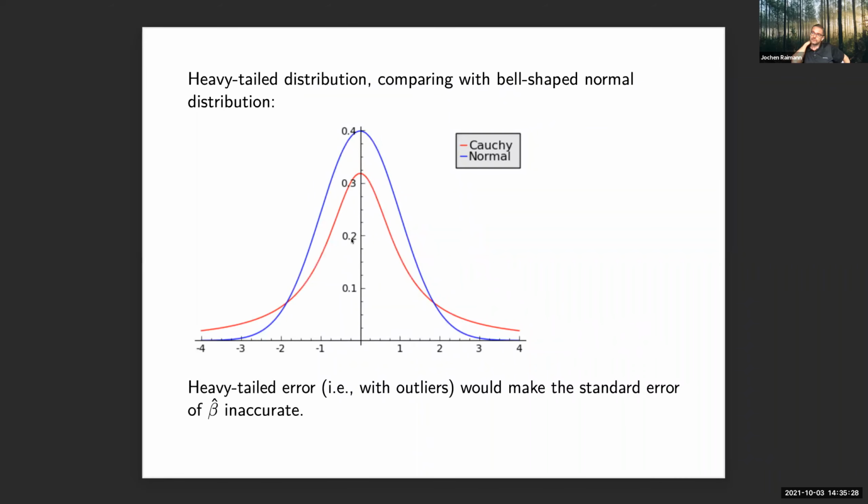So we have a heavy tail distribution. We're comparing with a bell-shaped normal distribution.